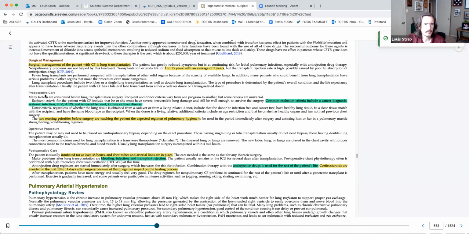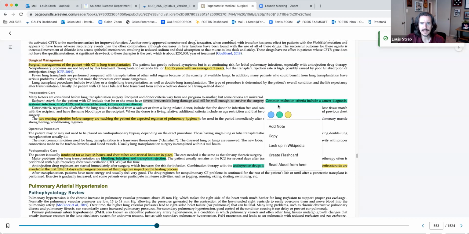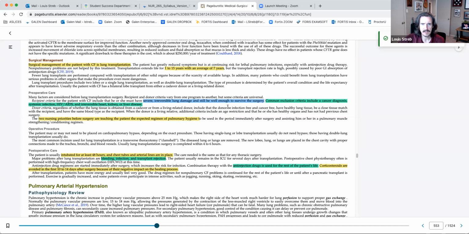So we're thinking about preoperative care. Think about the patients. It depends on what kind of patients are going to come in for a lung transplant. So recipient and donor criteria, it varies. It depends on the person. I don't get into it very much, but what we need to think about for recipient criteria is you have to have severe irreversible lung damage. To be a recipient, you have to be going to die, basically. Your lungs aren't going to heal. You think about life expectancy, but you have to be well enough to survive the surgery.